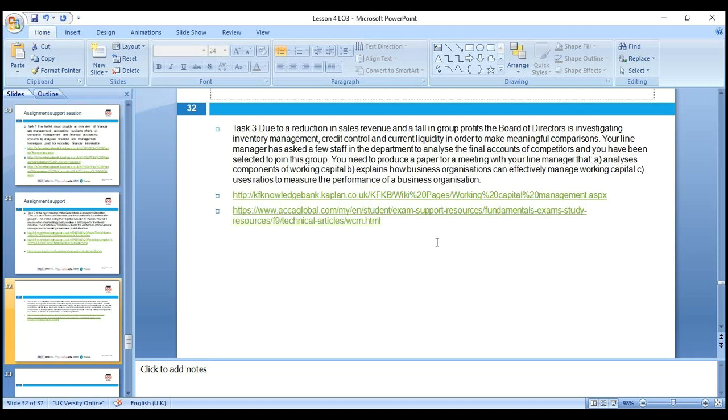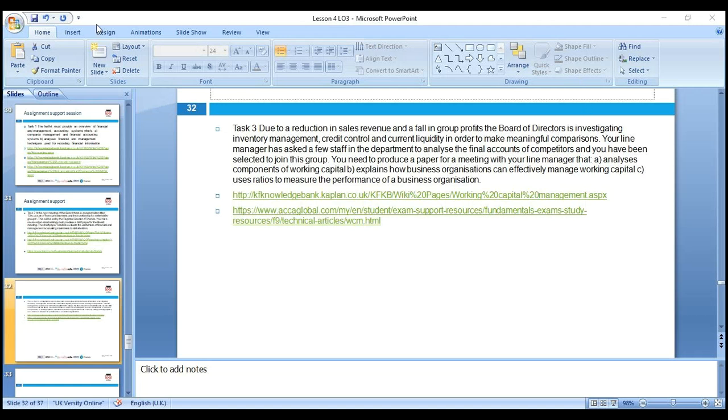So guys, to read about working capital, and if you want to calculate ratios, I have already uploaded the formulas as well. All the formulas are on Moodle. In lesson 1 we discussed these through, and if you still have any questions, please ask me.